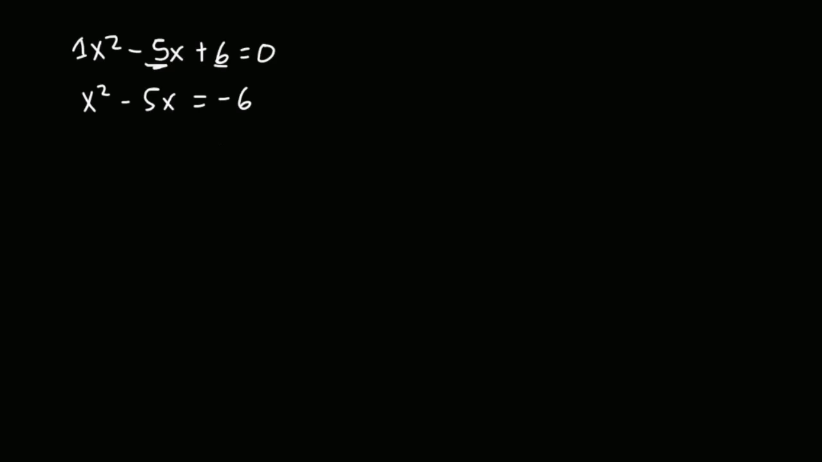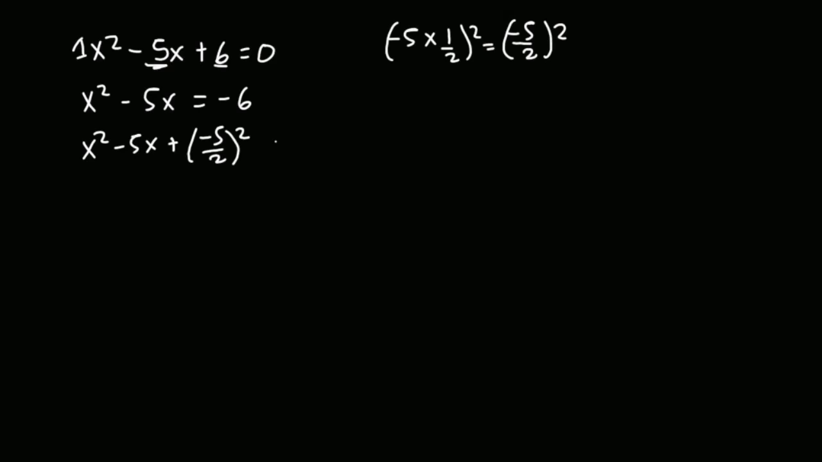Then the next step in the completing of squares says to identify the coefficient of x, and the coefficient of x is negative 5. Then we are going to multiply that by half, then we'll square the result. So this will give us (−5/2)². So we have x² − 5x, then we are going to add (−5/2)² to both sides. So −6 + (−5/2)².